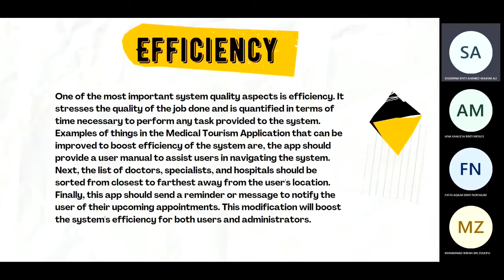Efficiency. One of the most important system quality aspects is efficiency. It stresses the quality of the job done and is quantified in terms of the time necessary to perform any task provided to the system. Examples of things in the medical tourism application that can be improved to boost the efficiency of the system are: the app should provide a user manual to assist users in navigating the system. Next, the list of doctors, specialists, and hospitals should be sorted from closest to farthest away from the user's location. Finally, this app should send a reminder or message to notify the user of their upcoming appointments. This modification will boost the system efficiency for both users and administrators.